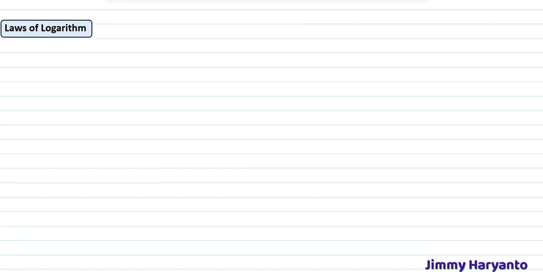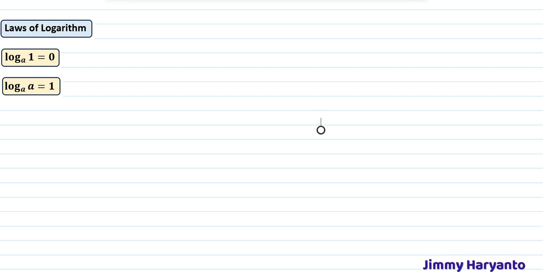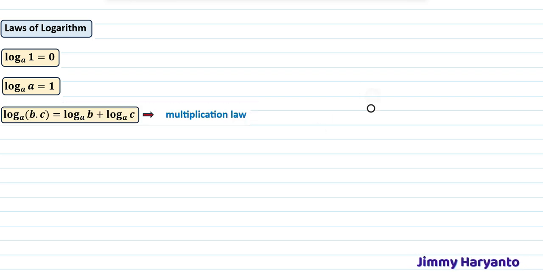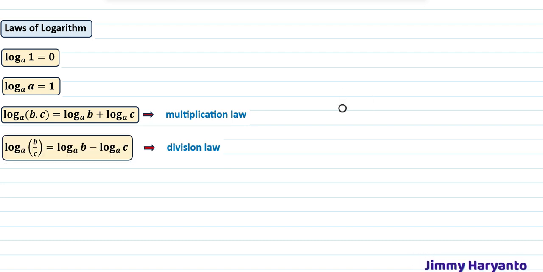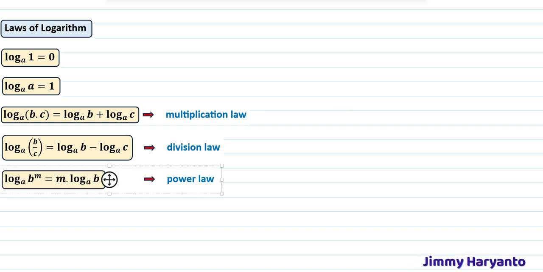Because we are talking about logarithm, that means you have to memorize all of the laws of logarithm. The first one is log_a 1 equals 0. The second is log_a a equals 1. The third is when you have multiplication in the logarithm, it will become addition. This is called the multiplication law, but be careful that the logarithm will be separated. And for this one, it's the division law. When you have division, it will become subtraction.